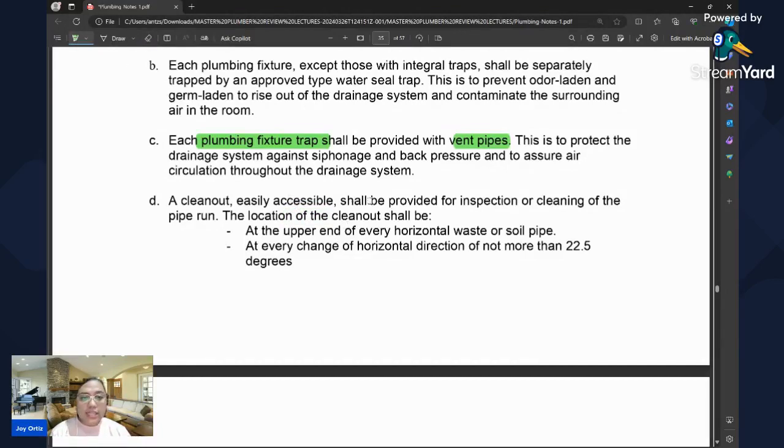So a cleanout easily accessible shall be provided for inspection or cleaning of the pipeline. This is the location of the cleanout: it should be at the upper end of the vertical waste, of every horizontal waste or soil pipe, and at every change of horizontal direction of not more than 22.5 degrees. Okay?